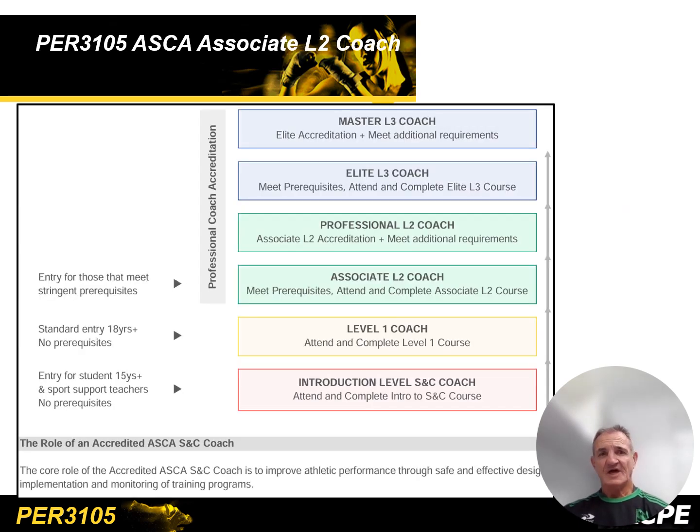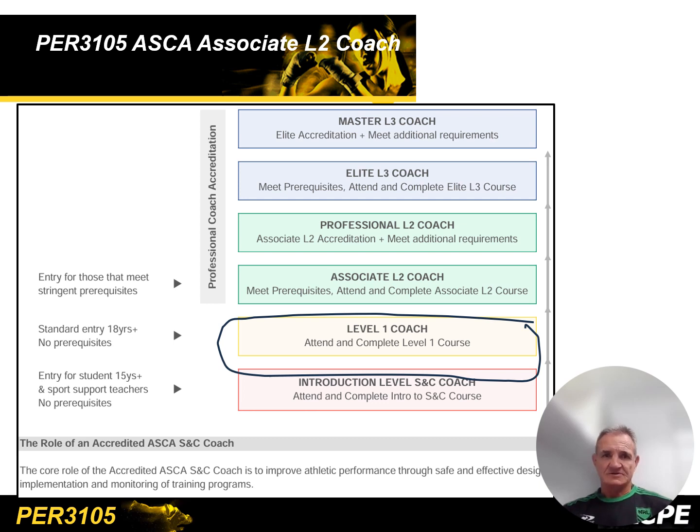For those of you that have ambitions and are passionate about working in high-performance sport, or even going further and picking up coaching positions here in Australia and overseas, this is a pathway or framework to the elite level. You have completed your Level 1 in PER3105, and if you haven't applied for your Level 1 ASCA accreditation and would like to, reach out to Nat, India or myself.